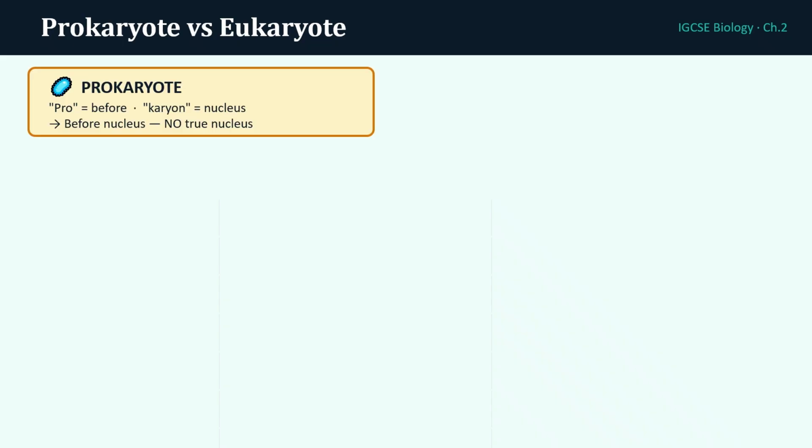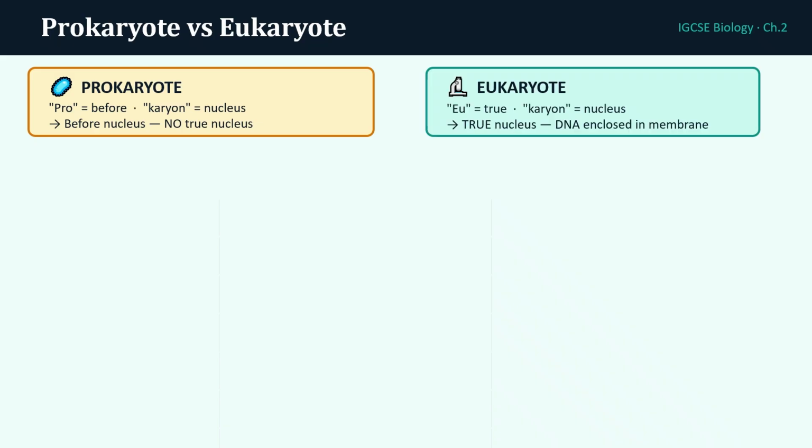So look at the word prokaryote. It comes from two Greek words. Pro means before, karyon means nucleus. So prokaryote literally means before nucleus, an organism that does not have a true nucleus. Then you will see eukaryote. Eu means true, and karyon means nucleus. So eukaryote means true nucleus, an organism that has a proper nucleus enclosed in a membrane.